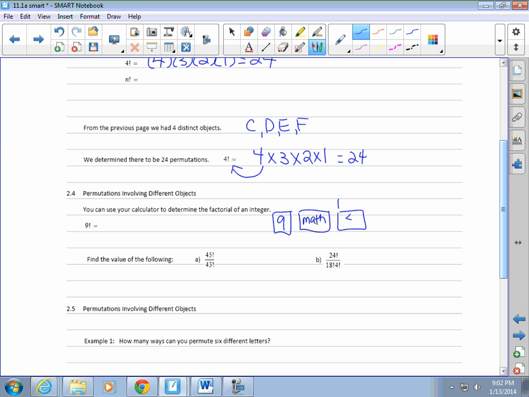So it's the right arrow key because we want to go to the PRB, that's the probability button. Factorial is choice 4. So it's that little exclamation mark, and then enter. So on your calculator, when you go 9, math, right arrow or left arrow key to get to PRB, number 4 to give you the factorial, hit enter. This will appear on your screen, 9 factorial, and then your answer is 362,880.